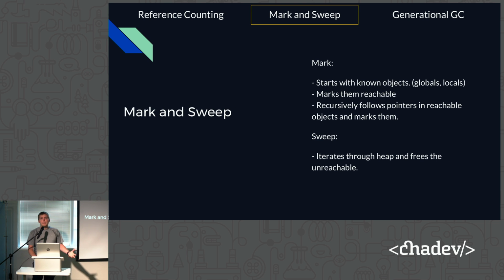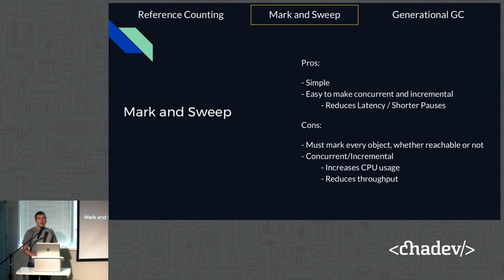You have mark and sweep GCs, which start with the known objects like local variables, function arguments, and globals, and it marks them as reachable. It then finds any pointers in those objects, and it follows them recursively, marking objects along the way. After that, it iterates through the entire heap to free objects which were not marked as reachable.